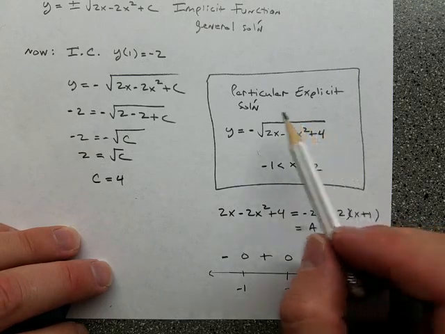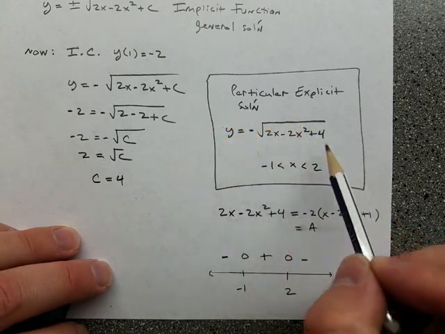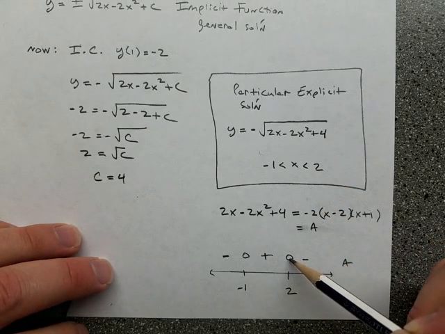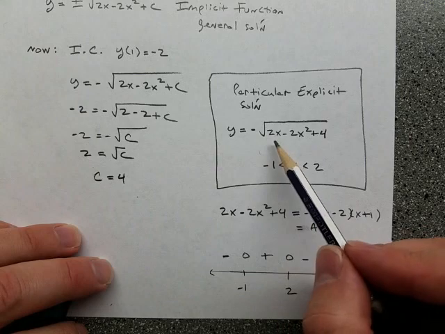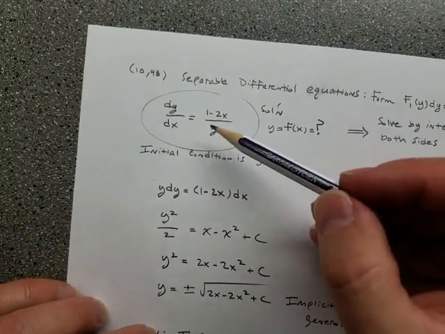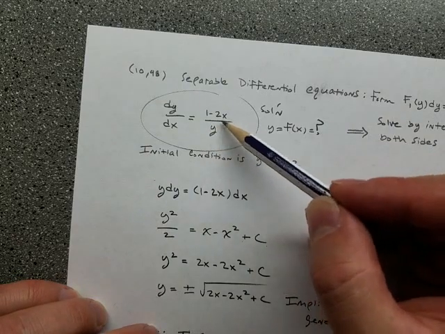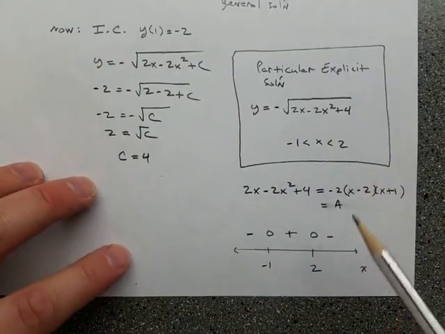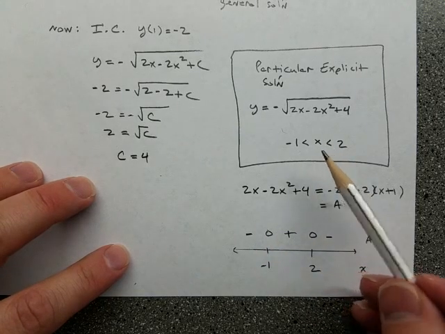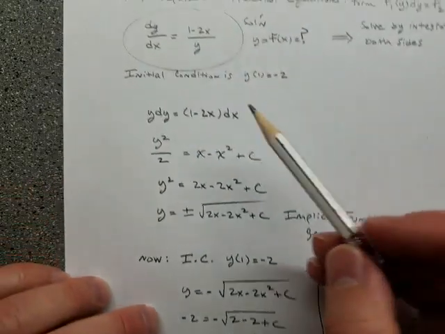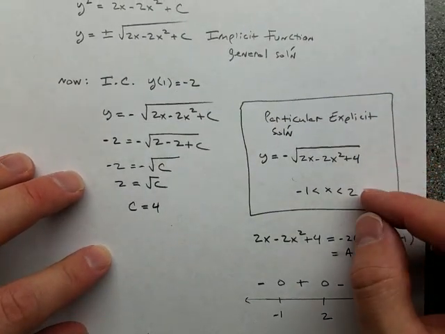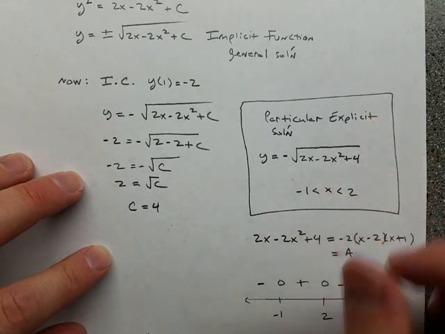Well, this thing has to be a solution to that differential equation. And say x was 2, well, y would be 0 in that case. And that function could not be a solution to this if that's true. So even though the square root of 0 is perfectly fine, I can't allow it if this is a solution to that differential equation. So here's my particular explicit solution in the interval on which it's defined as a solution.